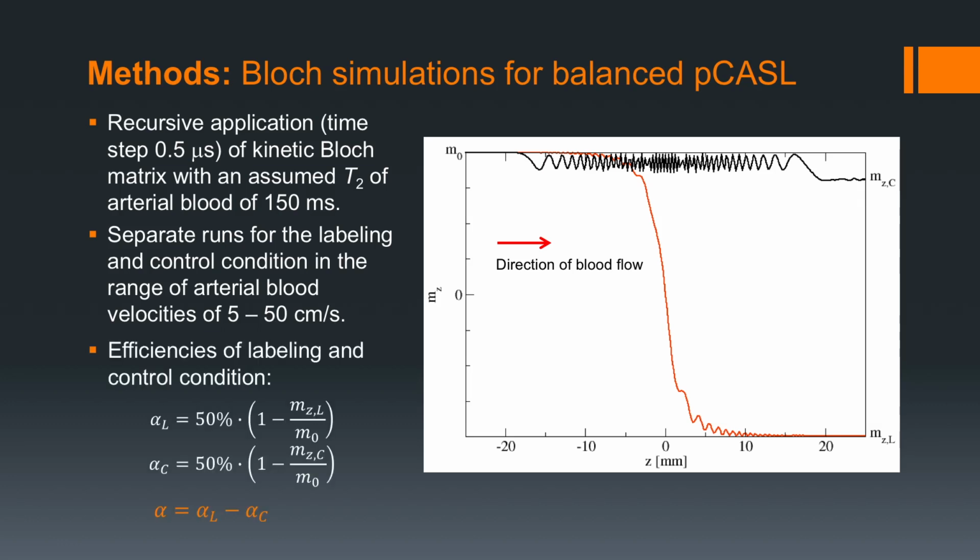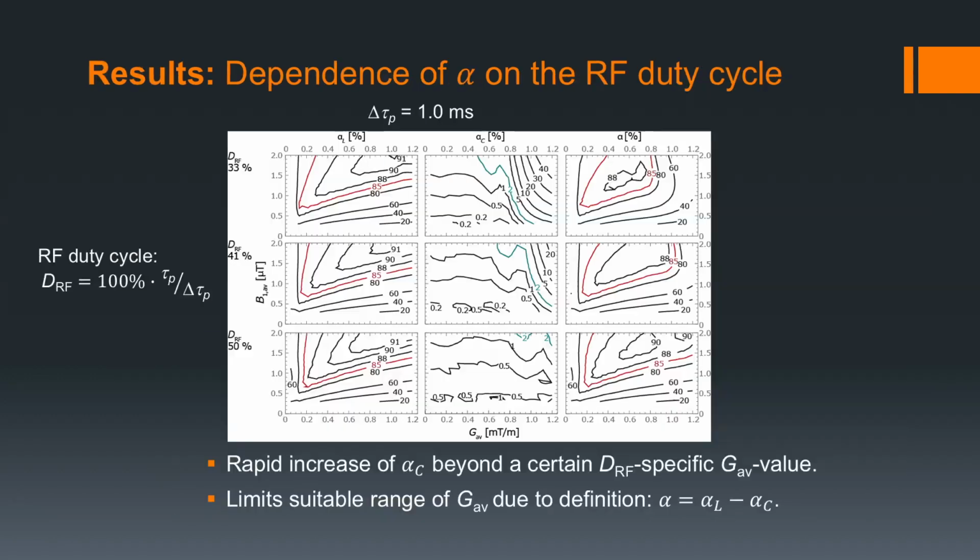From the Z magnetization values, efficiency measures are derived: the inversion efficiency, alpha L, and the efficiency of the control condition, alpha C. Please keep in mind that alpha C is zero for an ideal experiment. The labeling efficiency is then calculated by the difference of both efficiency measures. The first important result is the major influence of the RF duty cycle, DRF, on the effective labeling efficiency alpha. DRF is defined as the ratio of the pulse duration and the interpulse delay.